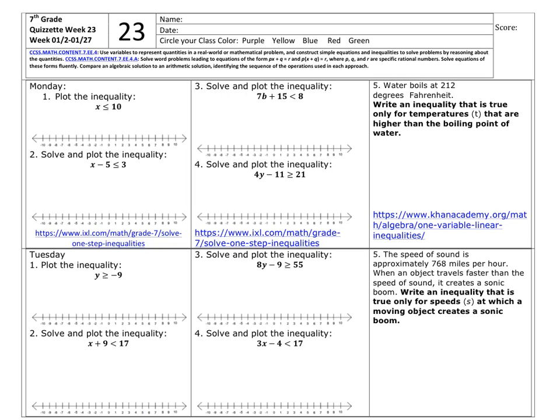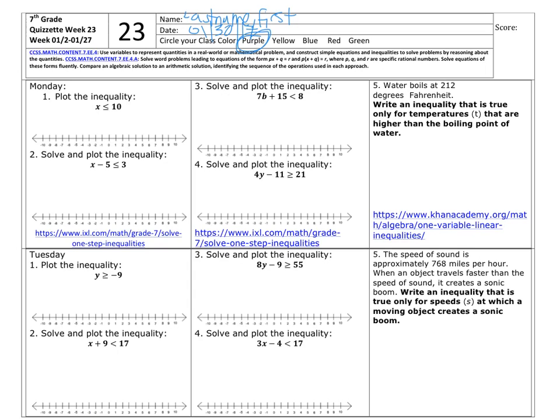First things first, please write your last name, comma first name on your Quizzette paper. Please write today's date. Today's date, I'm pretty sure, will be January 30th, 2017. And circle your class color. Today we'll say purple. So circle your class color.